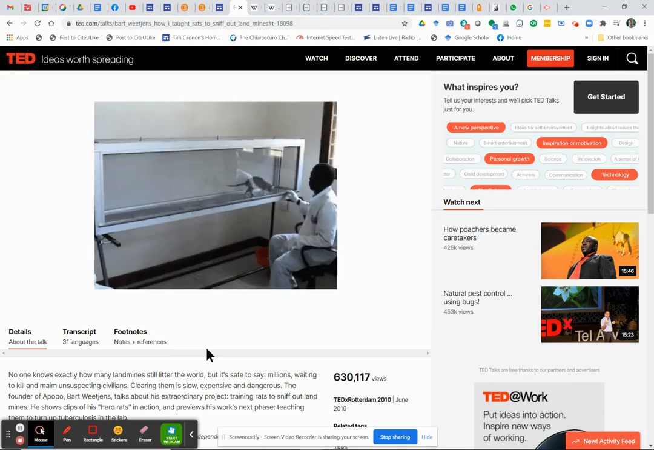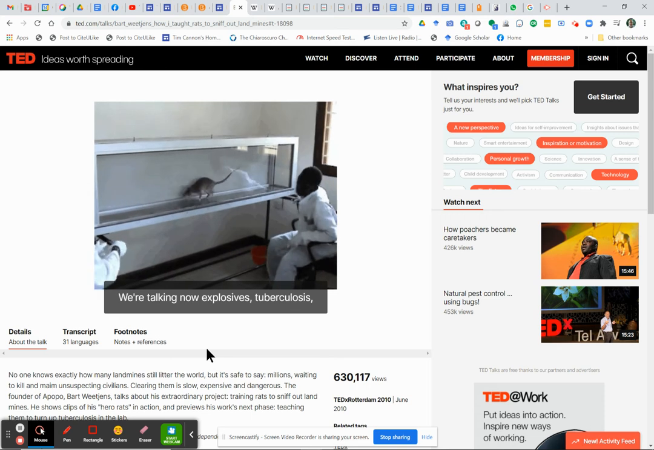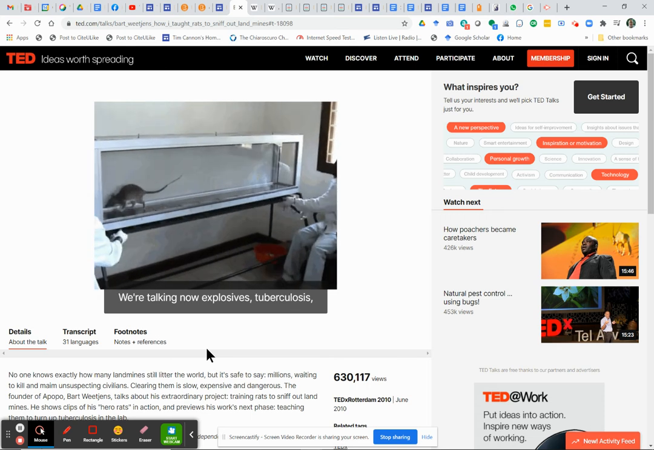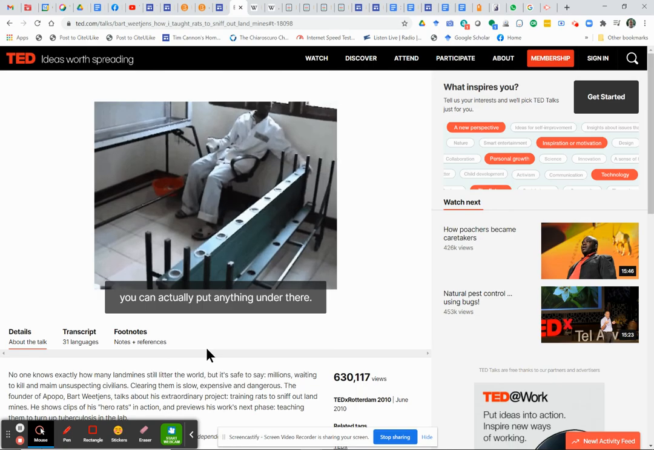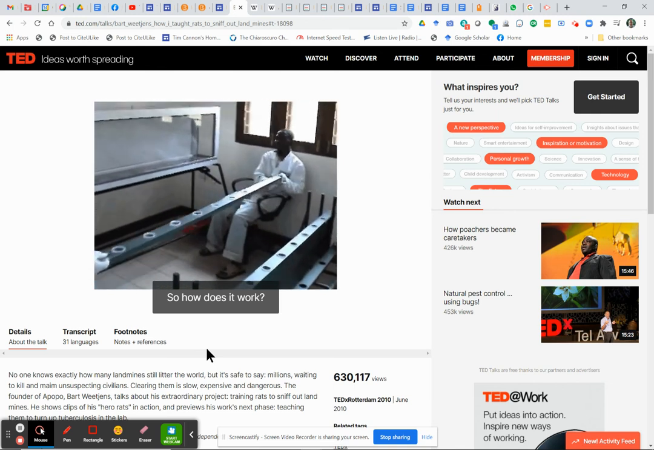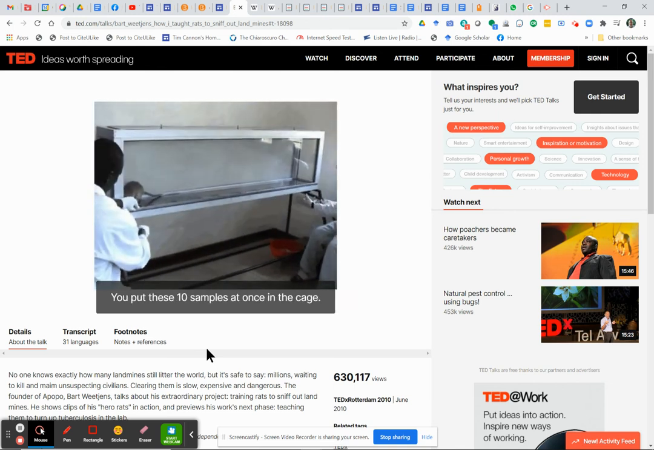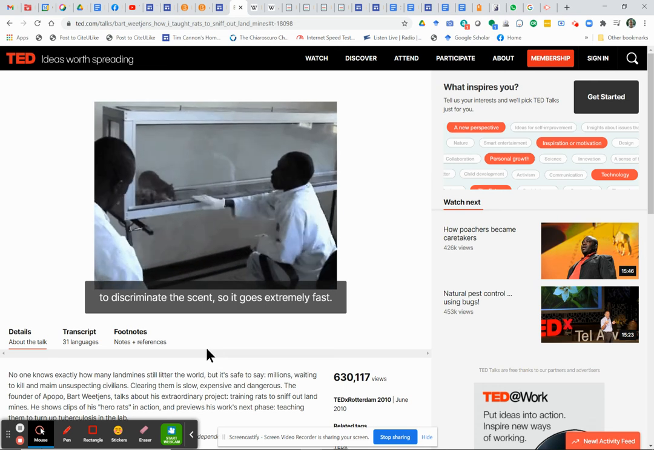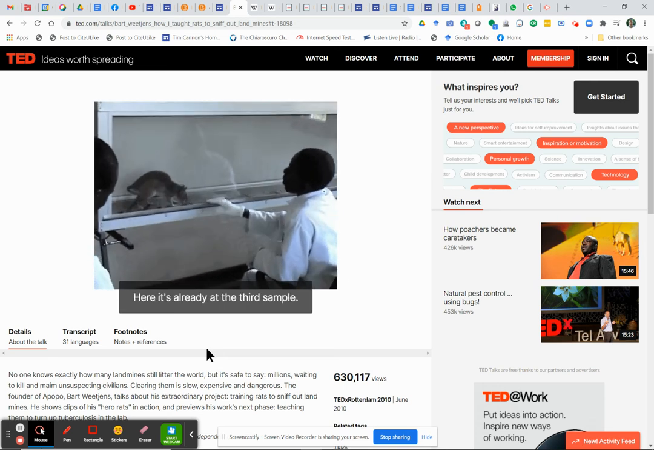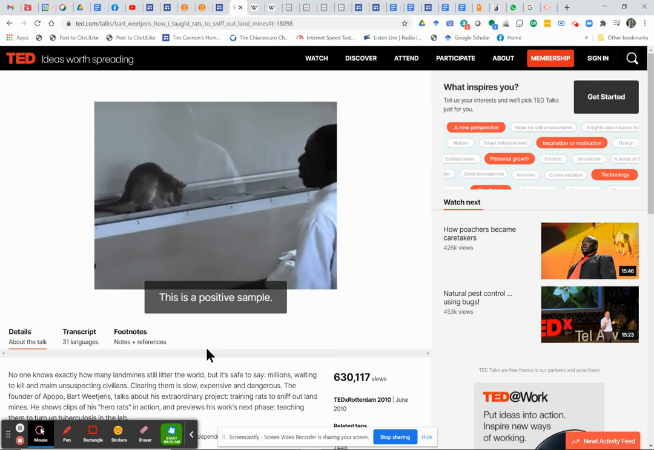This is how it works. And really, this is a generic technology. We're talking now explosives, tuberculosis, but can you imagine you can actually put anything under there? So how does it work? You have a cassette with 10 samples. We put these 10 samples at once in the case. An animal only needs 200ths of a second to discriminate the scent, so it goes extremely fast. Here it's already at the third sample. This is a positive sample.